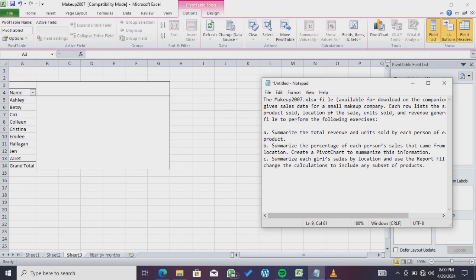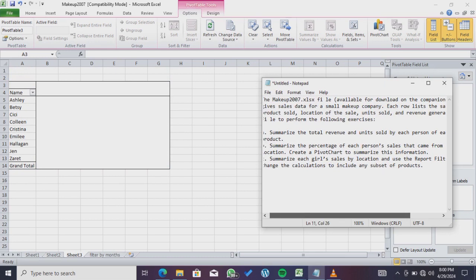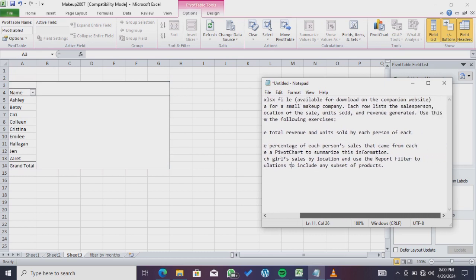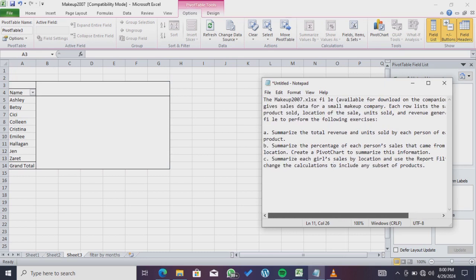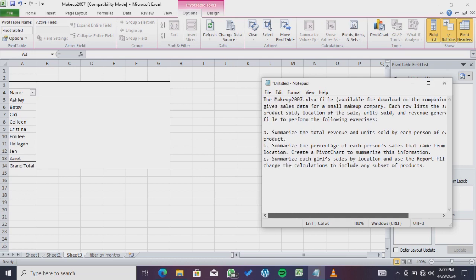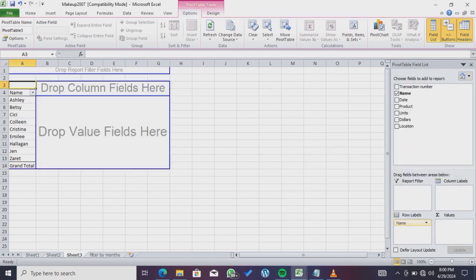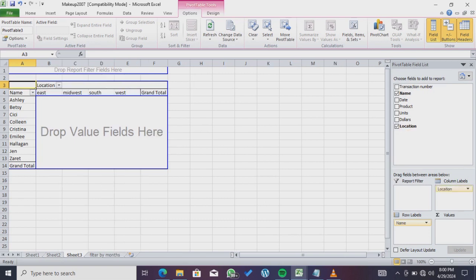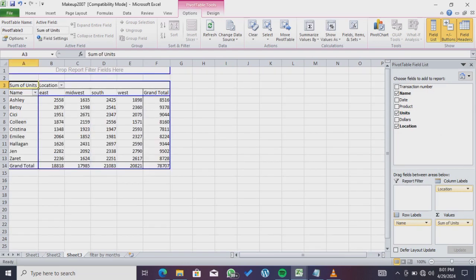They said summarize each girl's sales by location, which person's sales came from each location, and use the report filter to change the calculation to include any subset of a product. So each girl's sales by location. Put the location here, and the sales. Let's use the number of units she sold, or the revenue she generated. Let's leave it as units.